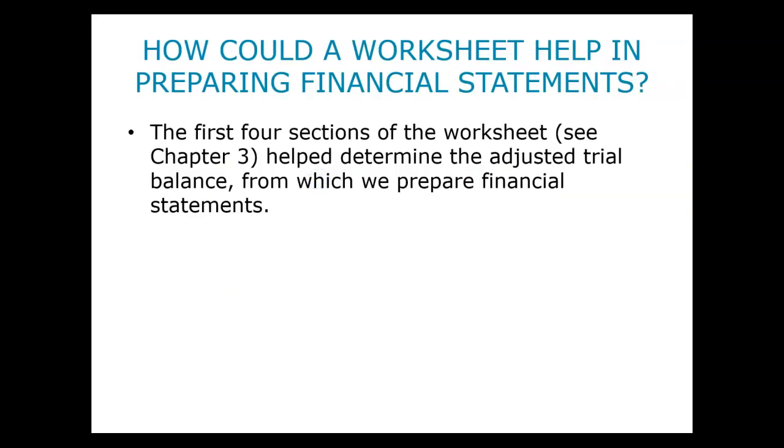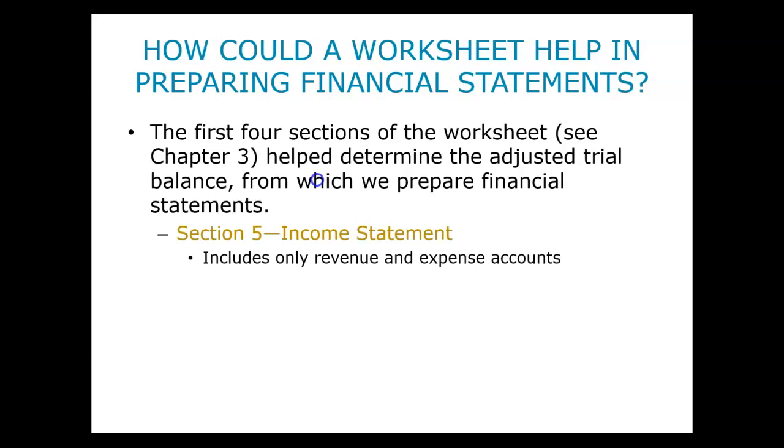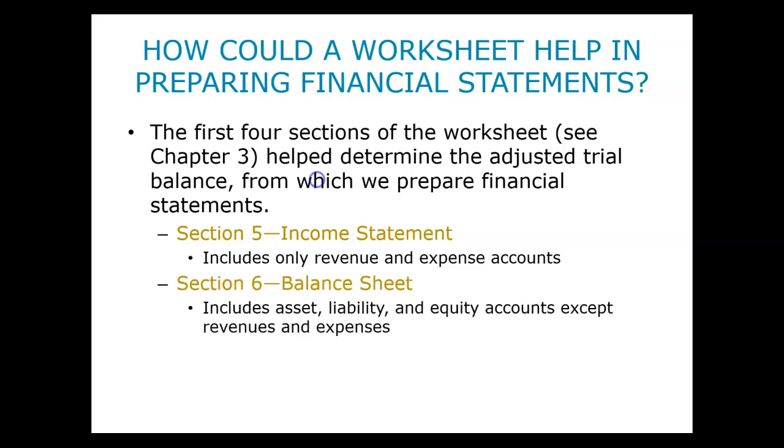So the first 4 sections of the worksheet, we've done. We used the worksheets last chapter to figure out adjusted trial balances. Now we're going to add a couple columns onto that worksheet. Your 5th section, a new section that we're going to use, is just an income statement columns. That is just where you're going to put those dollar amounts for any of our revenue and expense accounts. So anything that goes in on the income statement, that's going to go in that income statement column.